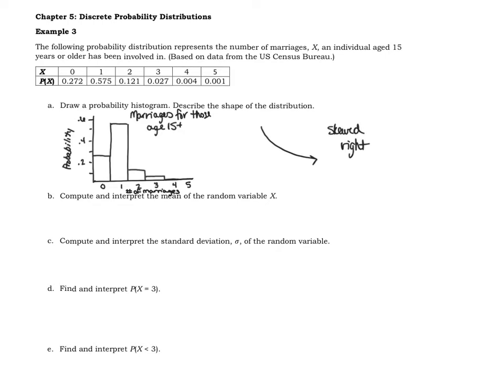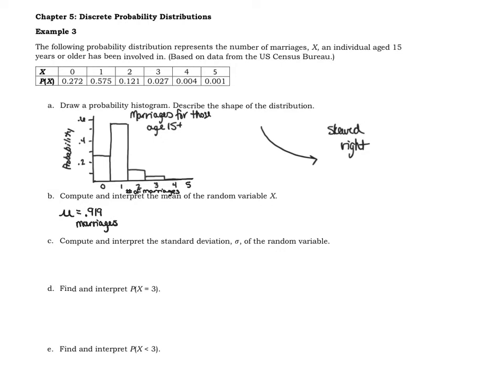Compute and interpret the mean of the random variable X. So as a reminder, you want to put the x values into L1, the P of x values, the probabilities, into L2, and do one variable statistics using L1 and L2 as the frequency list. You will be reporting the value of mu. Okay, so mu is going to be 0.919, and the units there are marriages, the same unit as x, okay?